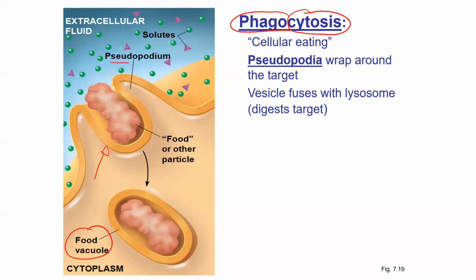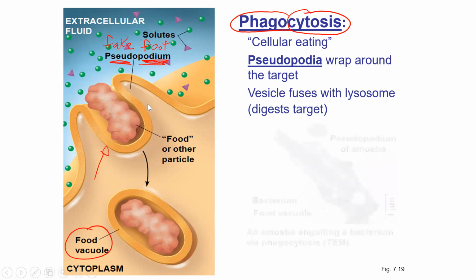So notice, just want to point out a term here. We have this term here, pseudopodium. Pseudopodia are these little projections that are made to surround something. So pseudo, by the way, means fake, and podium means foot. So these are like fake feet. I more think of them as fake arms, but I didn't name them. And there's the food vacuole.